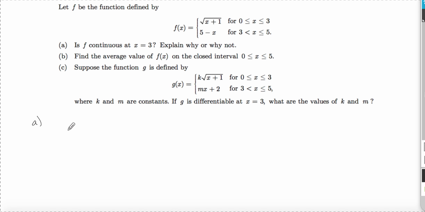All right. Let the function f be defined here. We've got a piecewise function. Part a: is f continuous at x equals 3? Explain why or why not.